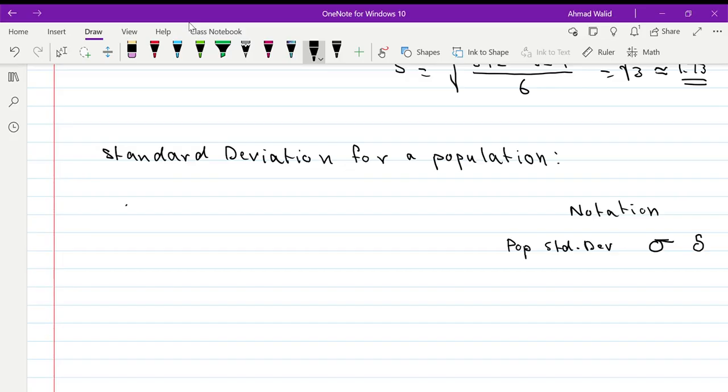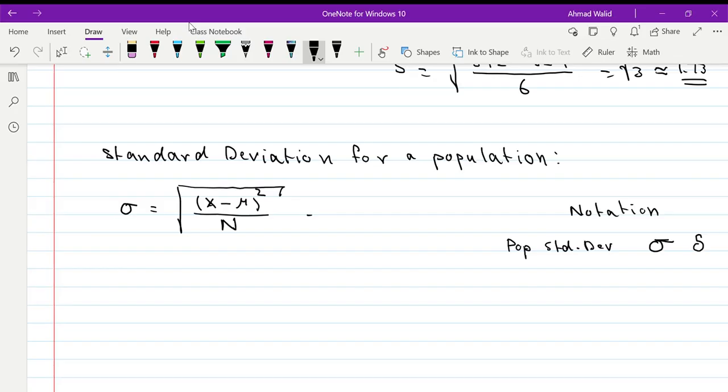Then sigma equals, still you have the square root, of the sum of x minus, instead of x bar, what is the symbol for the mean of a population? We use mu, right? Squared, over capital N, not minus 1, only N. That's the only difference when you calculate the standard deviation of a population.